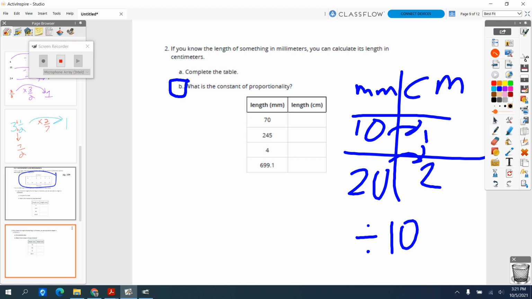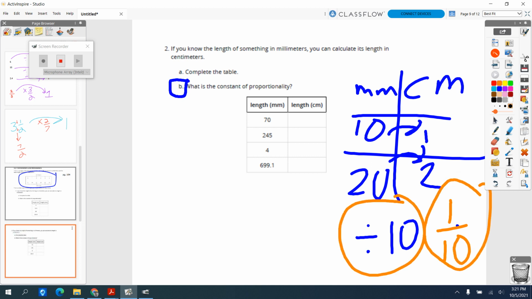Remember we did this in the last thing. If you had to say multiplying, you don't really want to say divided by 10, though that's really what it is. You could have said times 1/10. That was something from the last unit. We talked about how divided by 10 and times the fraction 1/10 is the same. So if you divide each of these by 10, you would get 7. You'd get 24.5. Notice that when you're dividing by 10, you just move the decimal point back 1. So if it's 4 and you move the decimal point back 1, you would get 0.4. And if it's 699.1 and you move the decimal back 1, you get 69.91.